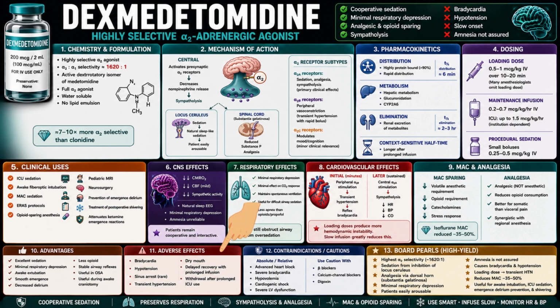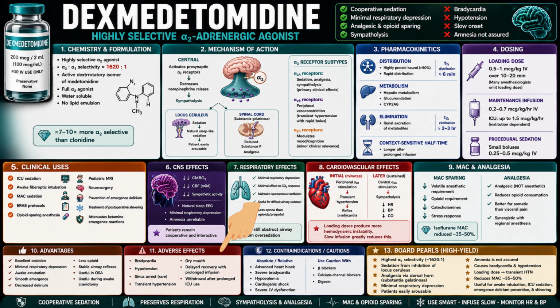Adverse effects. Bradycardia, the most common clinically significant adverse effect. Manage with glycopyrrolate for mild cases. Stop the infusion for severe cases. Hypotension, particularly with loading doses or in hypovolemic patients. Manage with fluids and vasopressors if needed. Sinus arrest, rare but reported. Cardiac arrest has been reported with severe bradycardia.